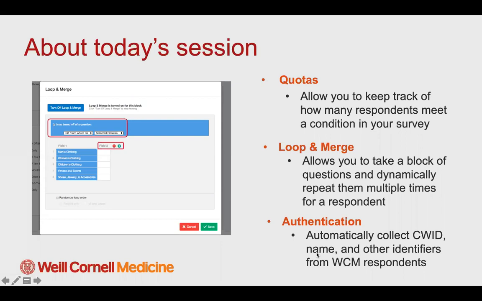And then authentication. If you're sending out a survey specifically to people at Weill Cornell, you can automatically collect identifiers like their name, their CWID, their email, just by doing a few things in the survey flow, so that you don't necessarily have to ask that question in your survey. You just collect it.